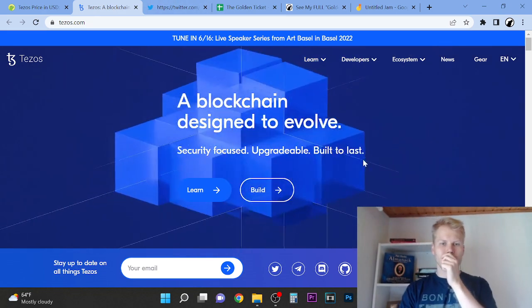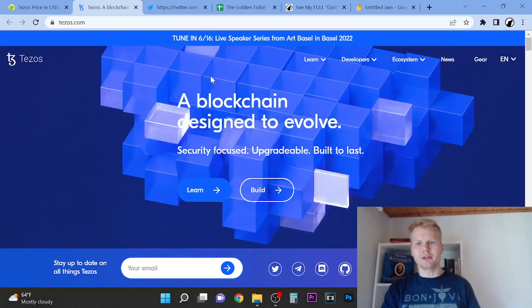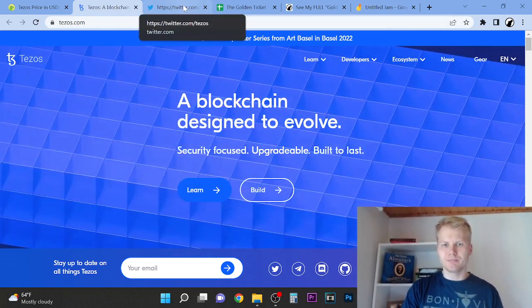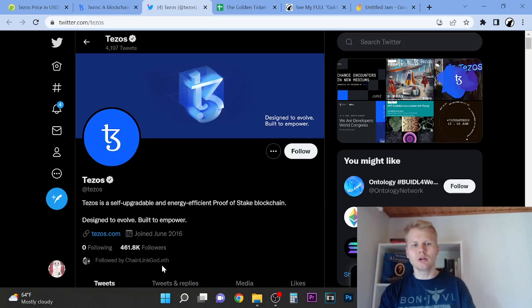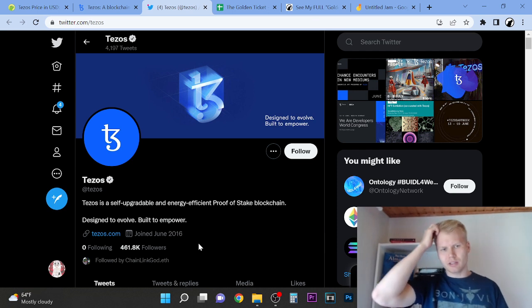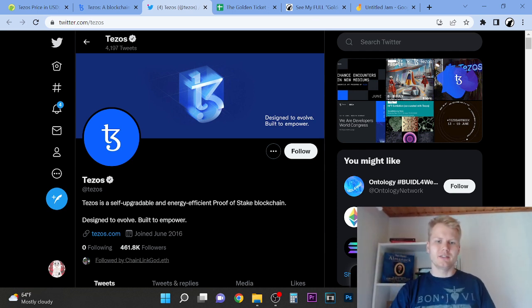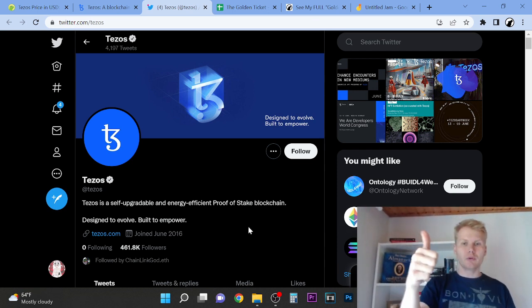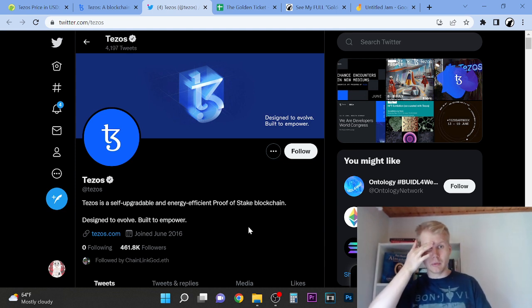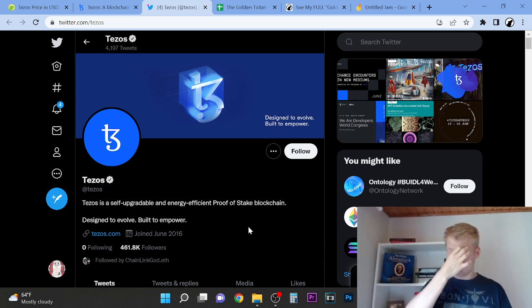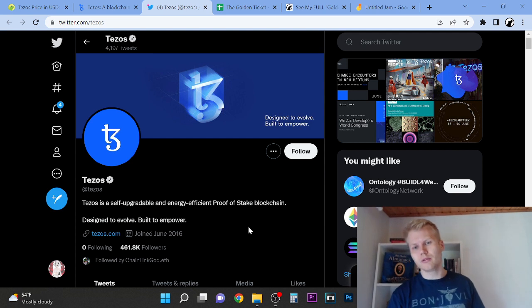These guys also have their own smart contract language, which is huge. ChainGuard is following them. This is a self-upgradable and energy efficient proof of stake blockchain. Proof of stake blockchains are going to be the way, in my opinion. I have been studying it a lot. Ethereum is moving from proof of work to proof of stake.